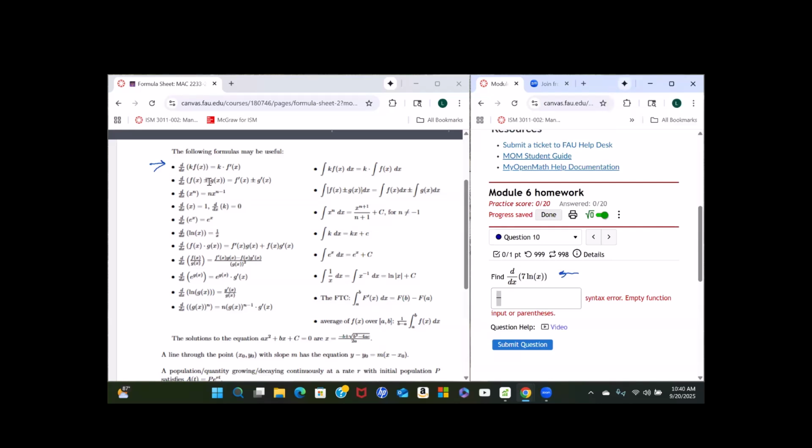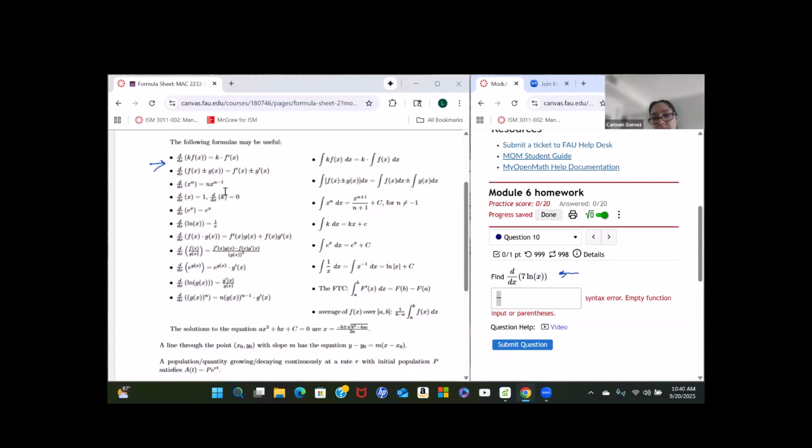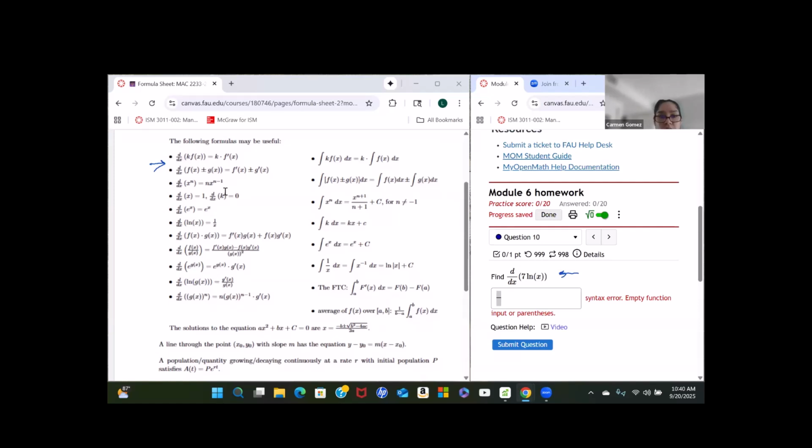This is very important. I guess my issue is more trying to look at the problem and then recognizing which derivative formula I'm going to use. That's what we're going to do today. I'm not going to let you go until you know how to do this, I promise.